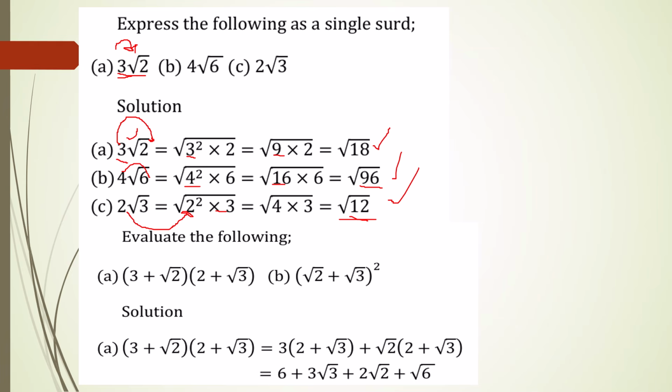So in the following examples, you're also going to be simplifying the following, looking at multiplication of sides. Now multiplication of sides is going to remain the same as the usual multiplication, although here we are going to include some terms. So first, we are going to be evaluating the following. In part A, we are going to be multiplying 3 root 2 by 2 plus root 3. And then in part B, we are going to be squaring root 2 plus root 3.